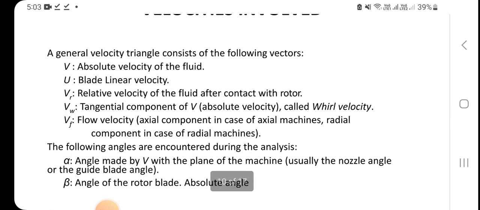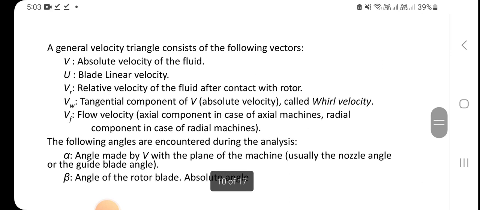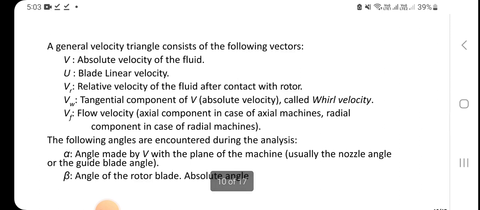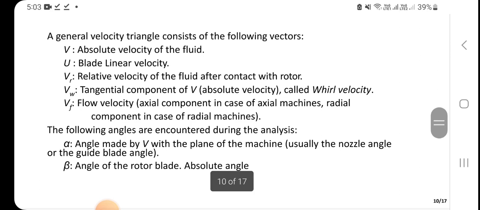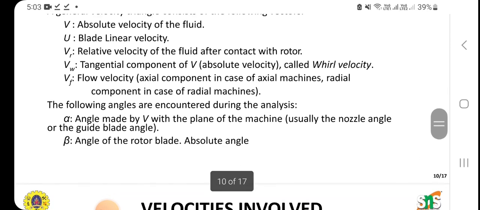A general velocity triangle consists of the following vectors: V, absolute velocity of the fluid; U, blade linear velocity; VR, relative velocity of the fluid after contact with rotor; VW, the tangential component of the absolute velocity, called whirl velocity; and VF, the flow velocity at the inlet. It can be an axial machine or, in the case of radial machines, radial. The following are the angles encountered during the analysis. Alpha is the angle made by V with the plane of the machine, usually the nozzle angle or the guide blade angle. Beta is the angle of the rotor blade.